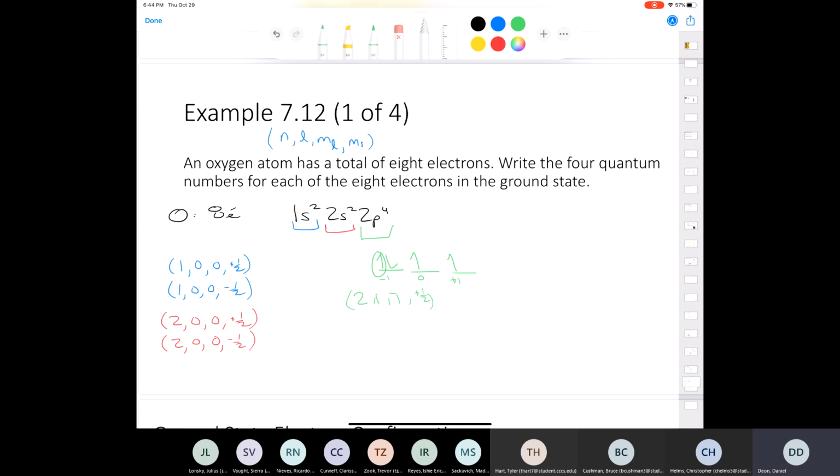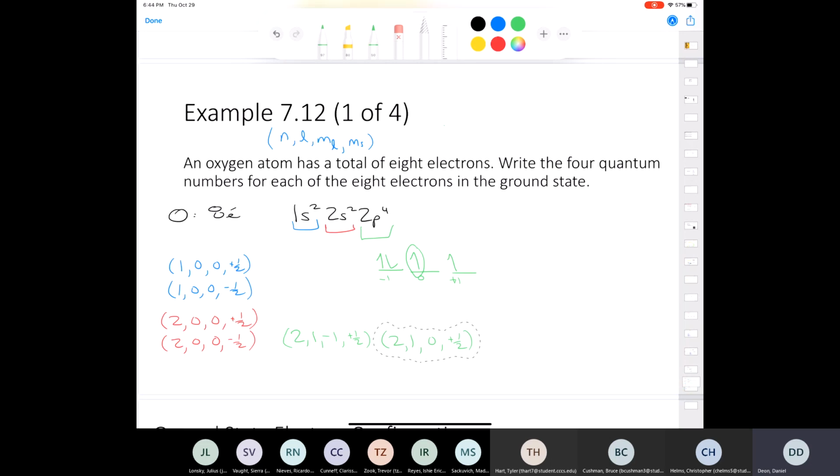I'm going to move that one carefully. Copy it. Try again. Copy. There we go. So there's the first one. Delete this circle. Do the next one. This one here has n equal to 2, l equal to 1, ml is 0, and it's pointing up, so it's plus a half. There's the next one.